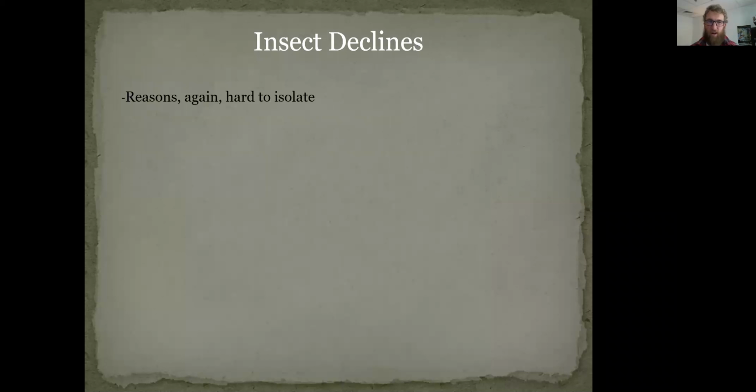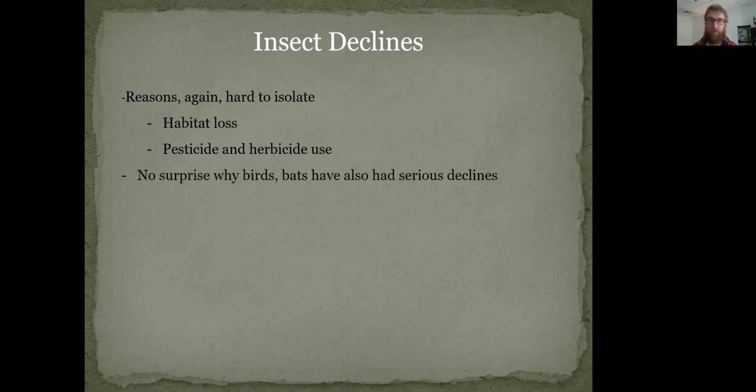And the reasons are hard to isolate. You do have a few that we know. Habitat loss, as with anything, I mean, we're taking up a lot of space, modifying it so they don't have it anymore. And of course, pesticides and herbicides. Pesticides kill them right out, and then the herbicides kill the plants that they need. So really knocking them back.